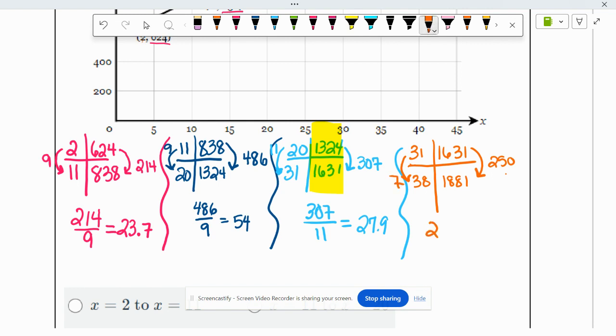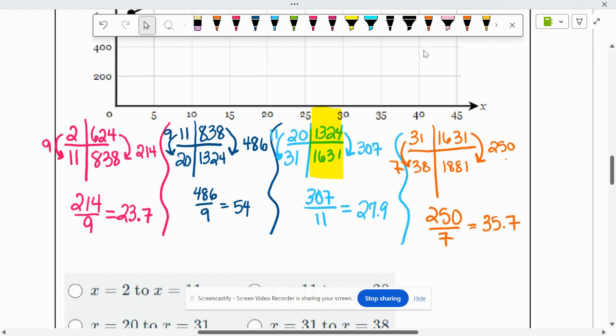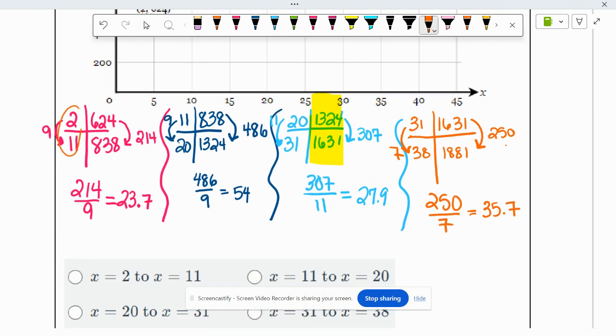My change in y, 250, divided by my change in x, 7, gives me what, Angeli? 250 divided by 7. 35.7? Perfect. Okay. So which one of these is the smallest? Yeah, the first one, right? Which is the interval between 2 and 11. That's this guy right here.